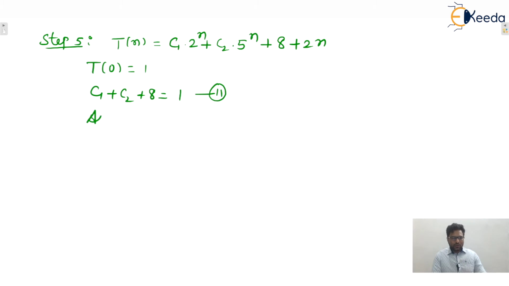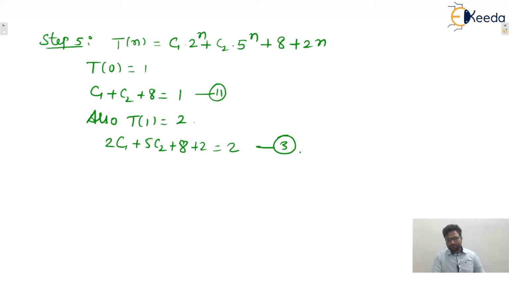And it is also given to you T of 1 equals 2. Then put n value equals 1. So it becomes twice C1 plus 5 C2 plus 8 plus 2 equals 2. Let's say this is equation 3. Now solve equation 2 and 3. And what will be the values of C1 and C2? C1 will be -9 and C2 will be 2.